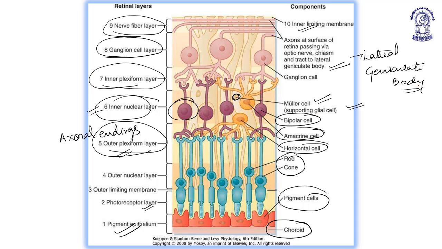So these are the layers. Starting from the pigmental epithelium, then the layer of rod cells and cone cells, which means the photoreceptor layer, then the external or outer limiting membrane, then the outer or external nuclear layer, then the external or outer plexiform layer, then the inner nuclear layer, then the inner plexiform layer, then the ganglionic cell layer, and the nerve fiber layer.